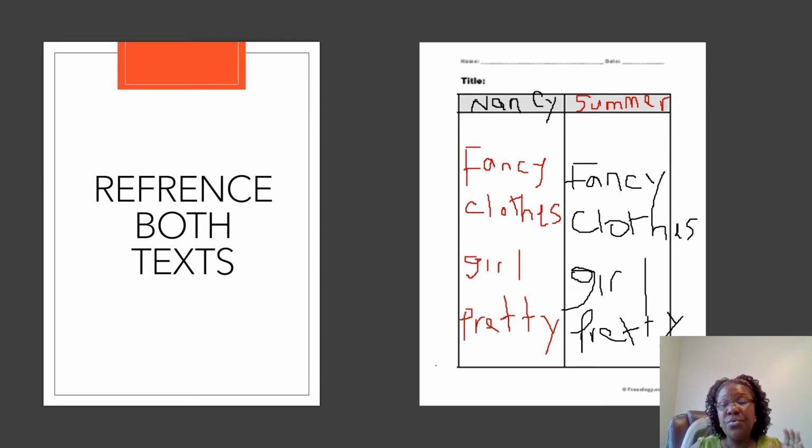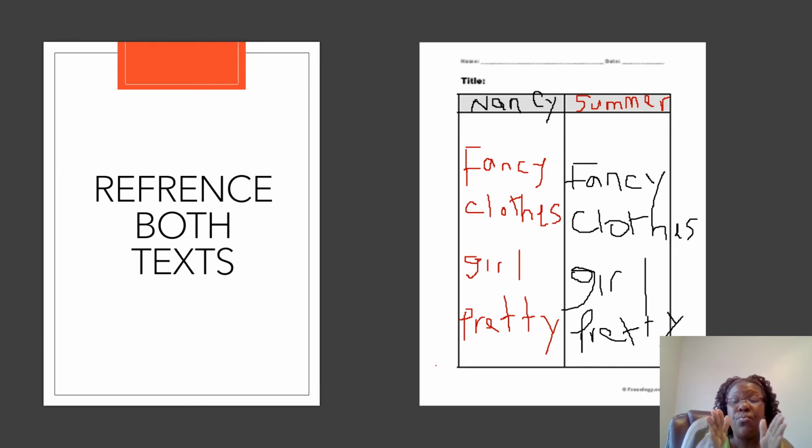So if you want, you could go on YouTube and you could read the story Fancy Nancy, and you could read the story of Summer Jackson. So you could go on YouTube and you could compare them that way. But we were doing the text feature of the illustration, so we use that. So the next slide, we're gonna see how they are different.